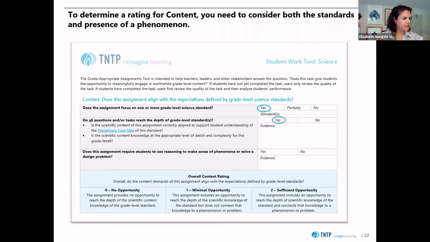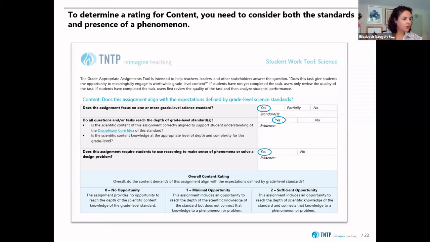For depth of the standard, this assignment also earns a yes. If you had time to get to the DCI progression in Appendix E, you would have seen that for energy, it focuses on understanding that energy can change forms and that these changes can be tracked.